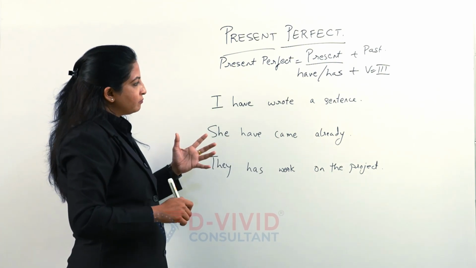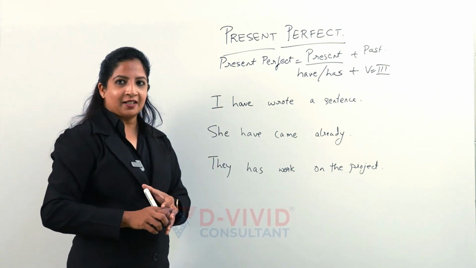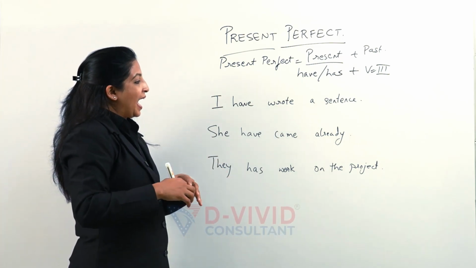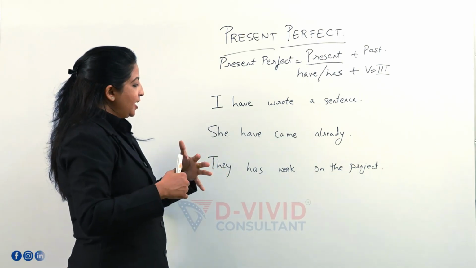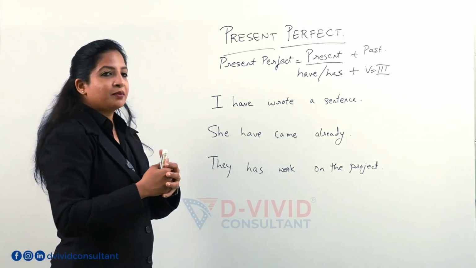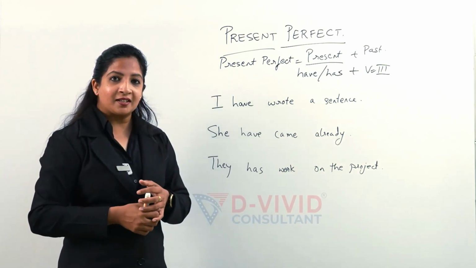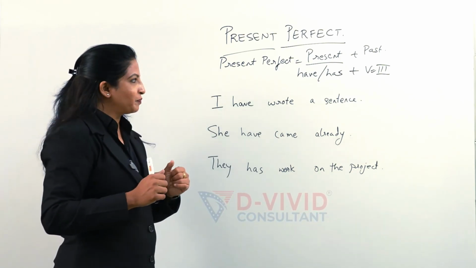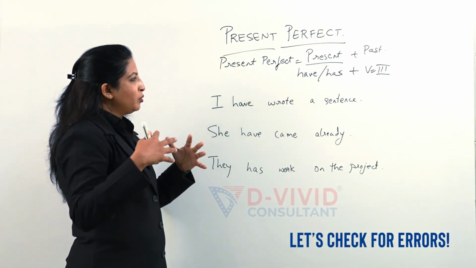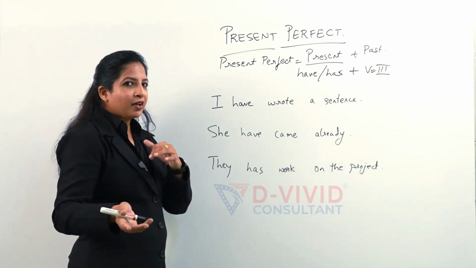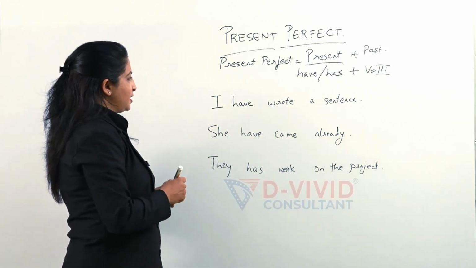So if I see the first sentence, I have wrote a sentence. She have came already and they has work on the project. So how many errors have I made? Are you able to pick? Let us see and check by yourself whether you are able to pick the same number of errors as I am picking.